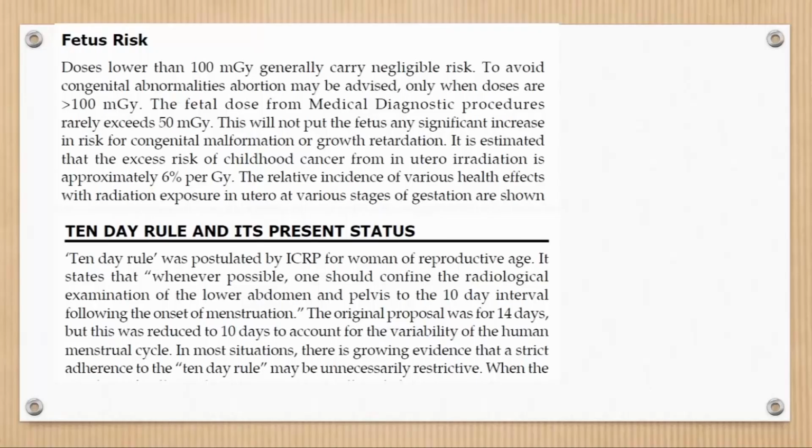Another is the 10-day rule, which you need to keep in mind. The 10-day rule is defined for a woman who is going to become pregnant or who has just conceived. The 10-day rule was postulated by the ICRP, the International Commission on Radiological Protection, for women of reproductive age. It states that whenever possible one should restrict the radiological examination of the lower abdomen and pelvis to the 10-day interval following the onset of menstruation.